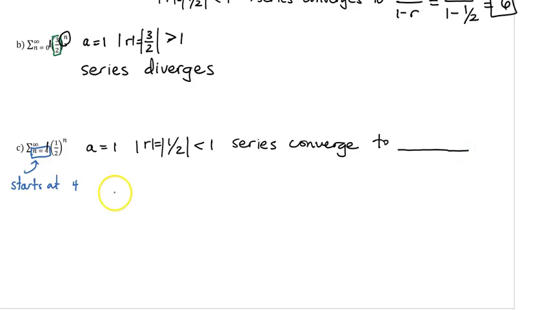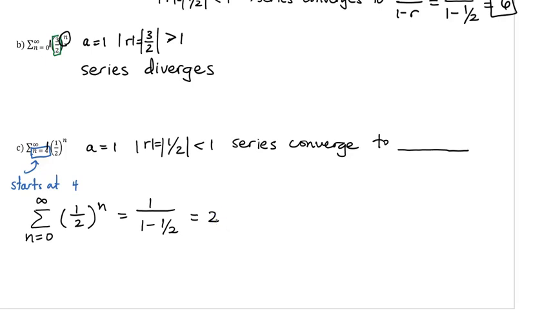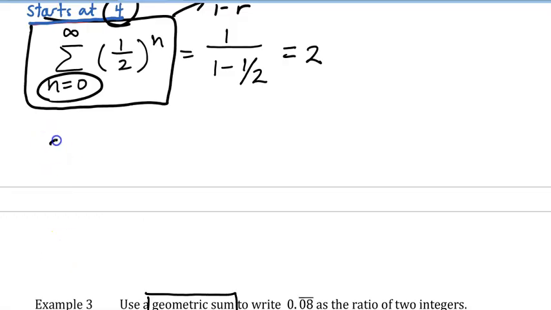The formula tells me that if the series had started at 0, it would converge to A over 1 minus R, which is 2. But our series starts at 4. Let's look at what the series looks like when it starts at 0. When the series starts at 0, it all adds up to 2.